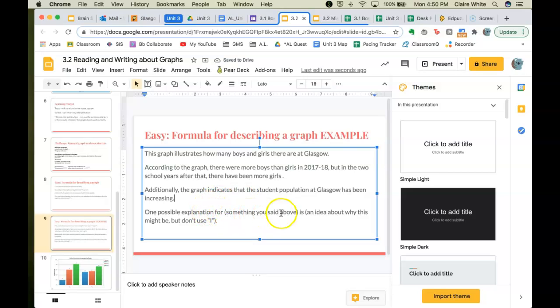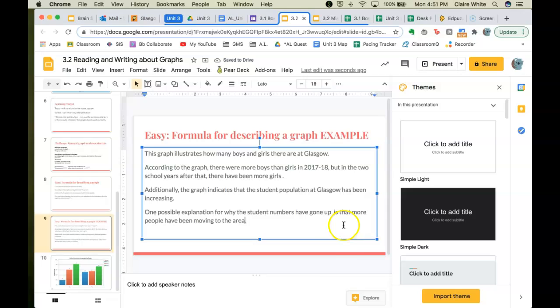One possible explanation for, and then I have to pick either the first thing I said or the second thing I said. I'm gonna do the second thing. So I'm thinking like, why might this happen? One possible explanation for why the student numbers have gone up is, and I wrote an idea about why this might be, but don't use the word I, is that more people have been moving to the area.